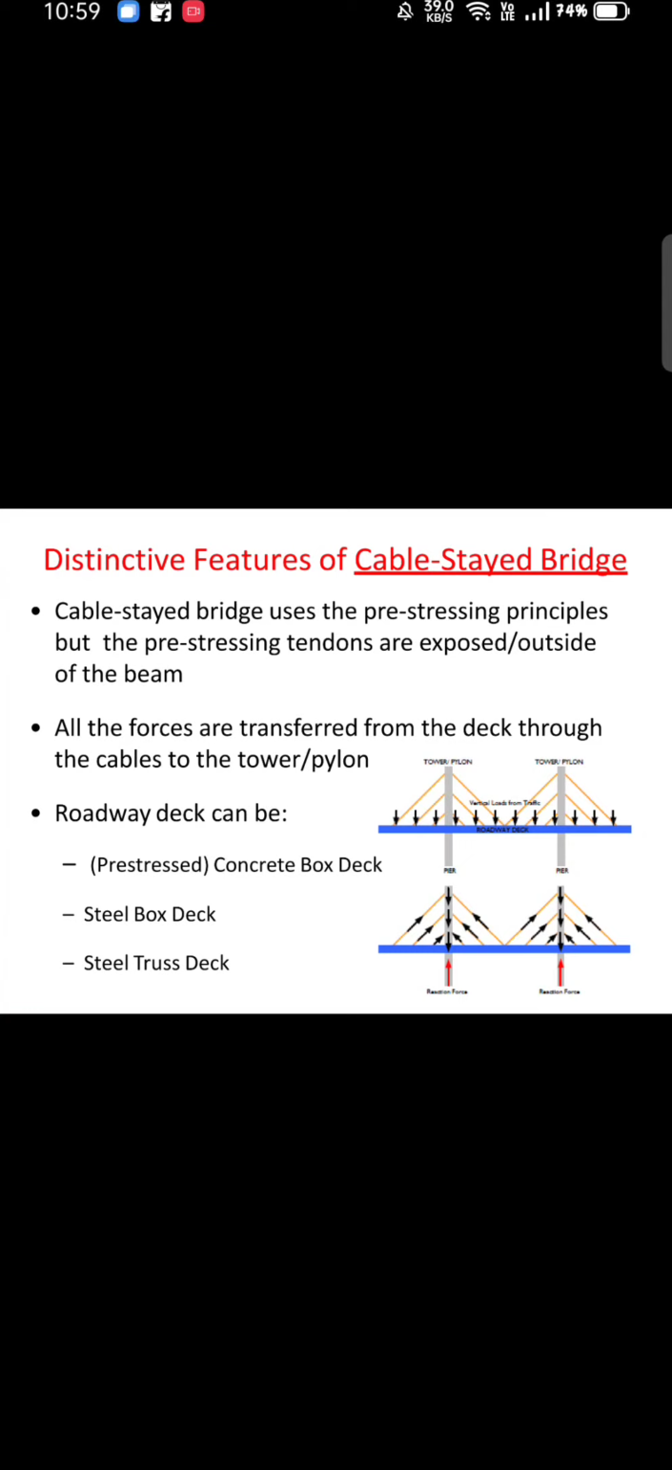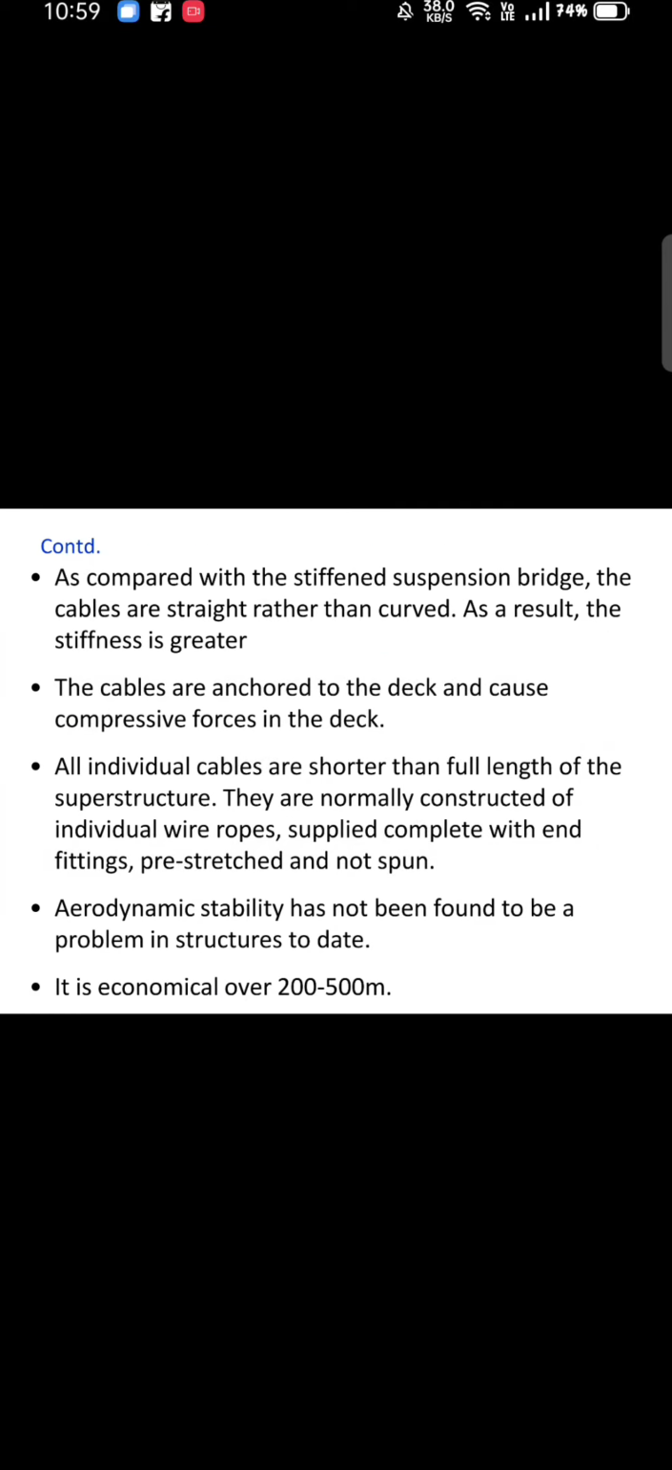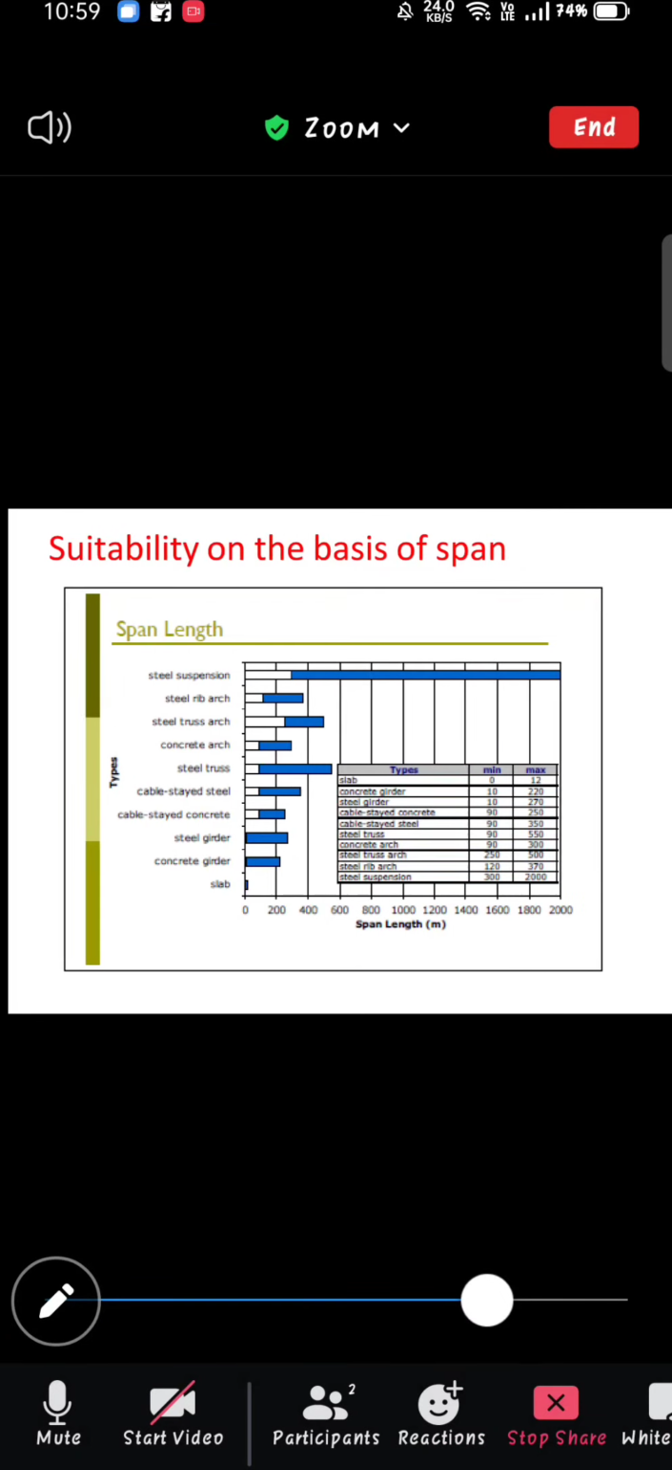Next, coming to the distinctive features of cable stayed bridges. You will have concrete box decks, steel box decks, and steel truss decks. Here the tendons are exposed outside of the beam. That is the major difference between suspension and cable stayed bridges. These individual cables are shorter than the full length of the superstructure. Hence they are normally constructed of individual wire ropes supplied complete with end fittings, pre-stretched and not spun. This is economical over 200 to 500 meters.